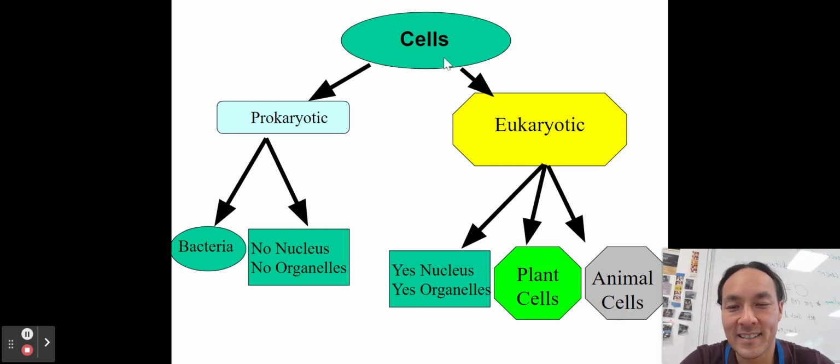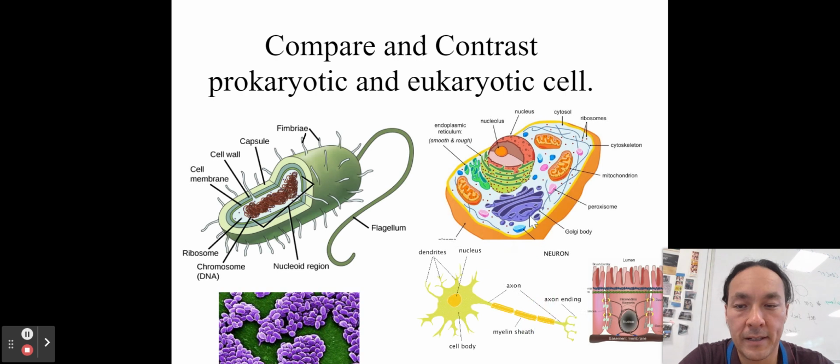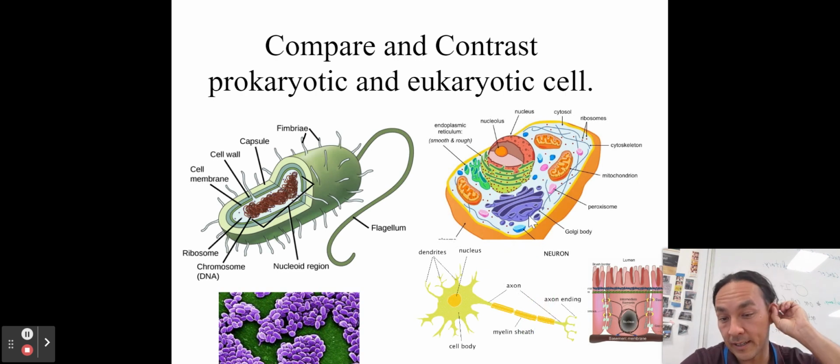So here, cells can either be prokaryotic or eukaryotic. Prokaryotes are bacteria. They have no nucleus, or pre-nucleus, and no organelles. Eukaryotes have a nucleus and they have organelles. All right, so see if eukaryotes encompass plant and animal cells. See if you can compare and contrast these. Try and make a Venn diagram on a piece of paper or a T-chart and see what you can come up with here.